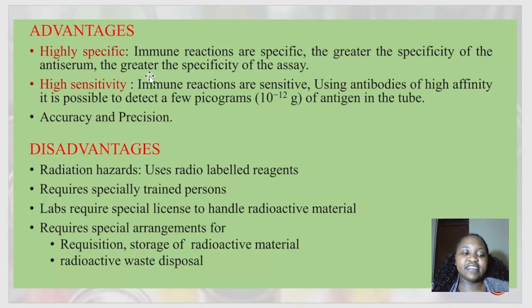This is a very highly specific test. Remember when we talked about cross-reactivity? It's very highly specific because the antibodies had already been bound to another radioactive antigen, and then they were able to replace them. That means there's a lot of high specificity. Then high sensitivity, because it's able to bind to very little, a few picograms of your antigen, and it is highly accurate and precise.